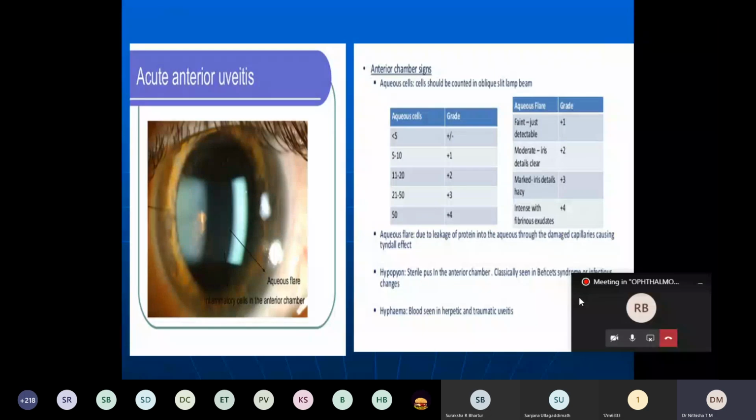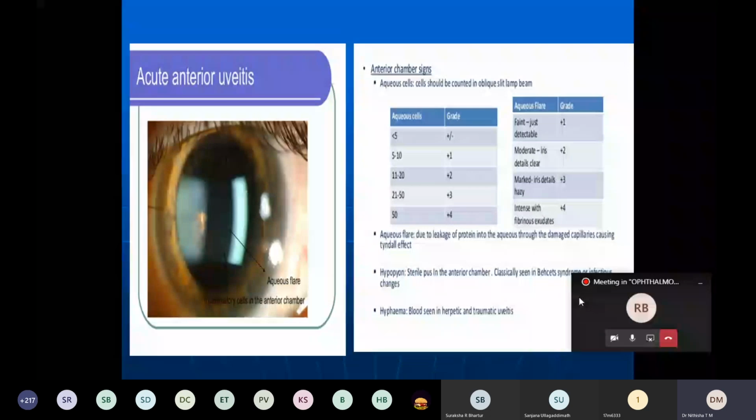When you see it in the oblique slit lamp, you see the dust particles arranged just as in your kitchen or in the villages where you have a chimney. Even aqueous flare has a typical arrangement when you see it in the slit lamp.